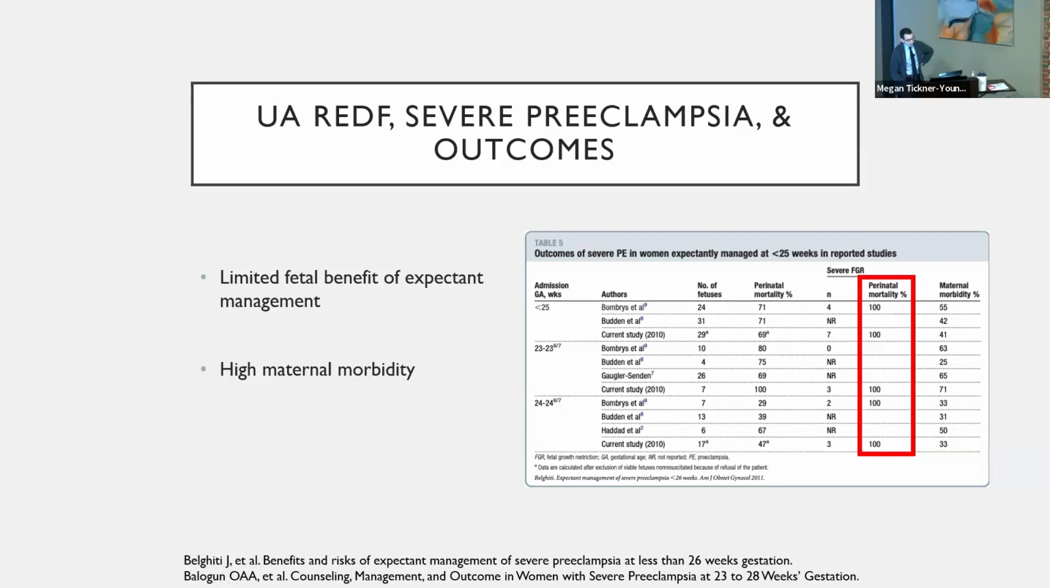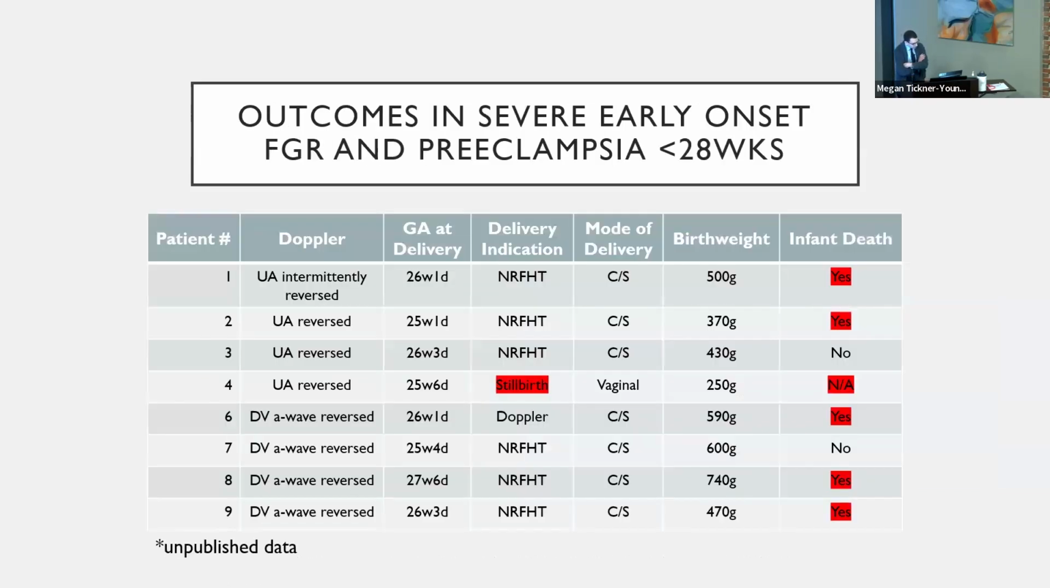Meanwhile, with severe preeclampsia, you have a higher risk of maternal morbidity for really limited fetal benefit. And this is unpublished data from my research projects, but when you look at our outcomes for severe preeclampsia, severe FGR fetuses with reverse umbilical artery Doppler, or really worse Dopplers, our outcomes are the same. And in this situation, it really represents a truly compromised state that's incredibly challenging to manage.